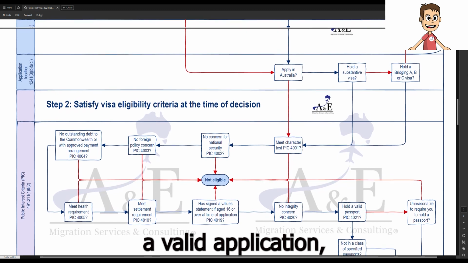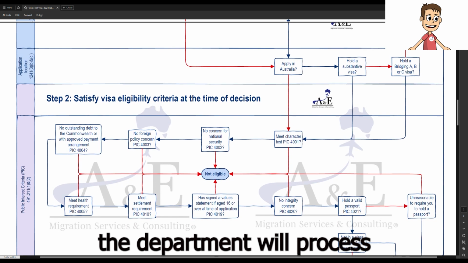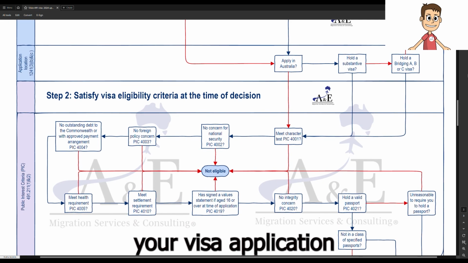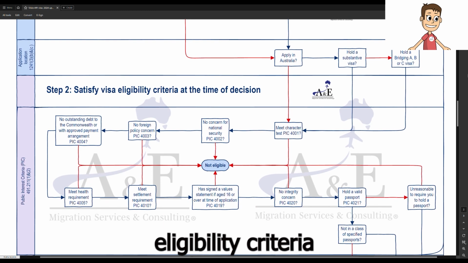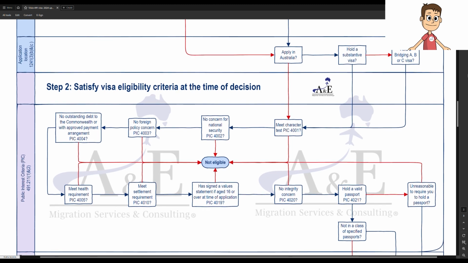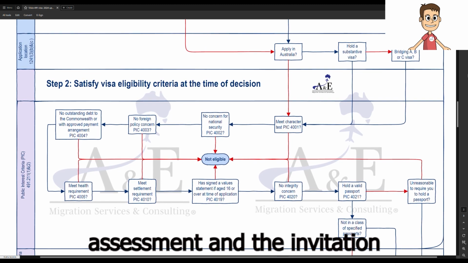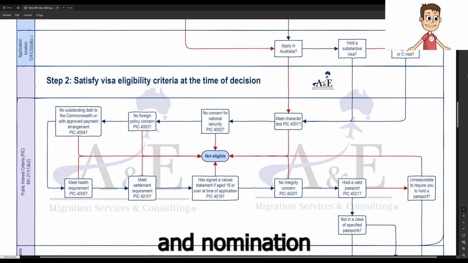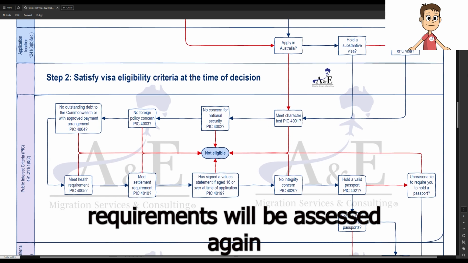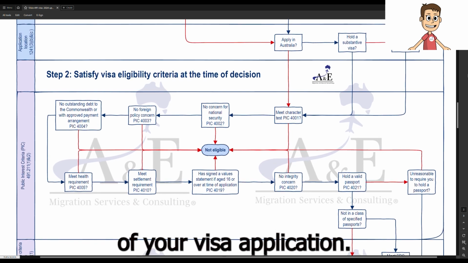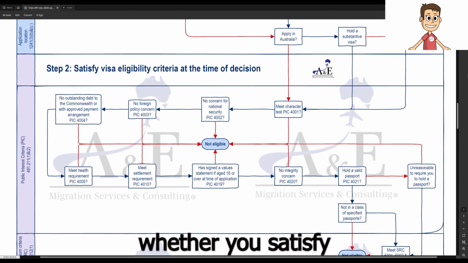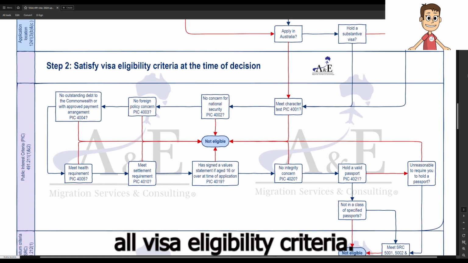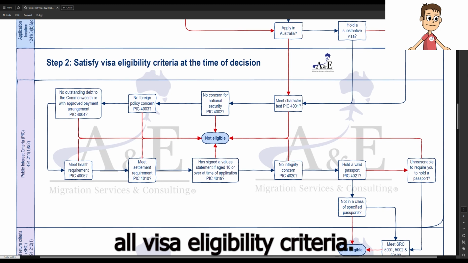If you have submitted a valid application, the department will process your visa application, assessing whether you meet all visa eligibility criteria at the time of decision. The skills assessment and the invitation and nomination requirements will be assessed again at the time of decision of your visa application. The second step is to check whether you satisfy all visa eligibility criteria.